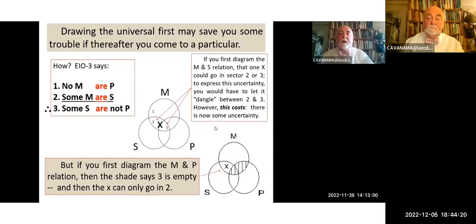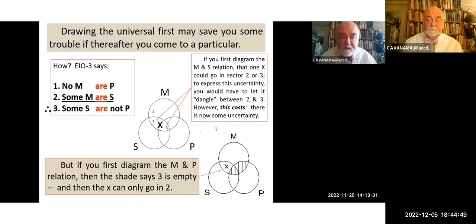Okay, and there's a reason why we have this rule, because if you do this, it might, not always, but it might save you some trouble thereafter if you come to a particular. If you start with a particular first, for example, we start with some M are S from the IO3 syllogism, you notice that the X there overlaps the boundary. I'm going to come back to this in just a minute. You do that if you have to.